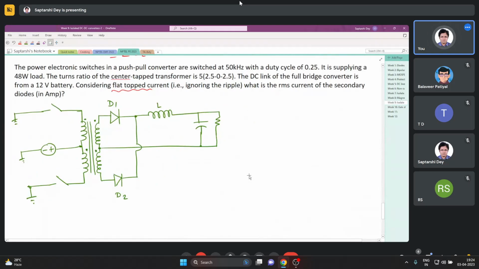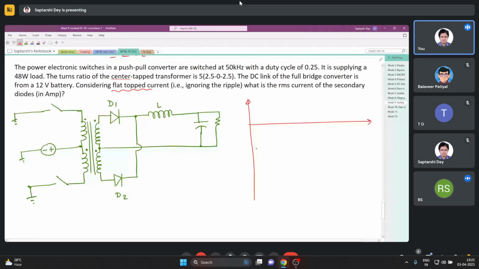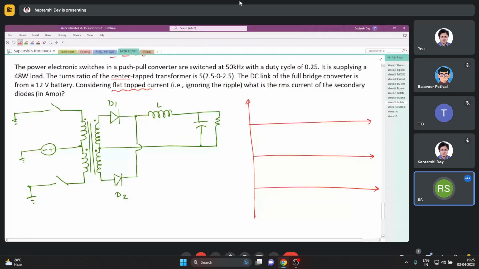So have you understood the current waveform through the diodes in case of a push-pull converter? Kind of unusual. Have you understood? Not sure, sir. Please. Not sure. Okay.